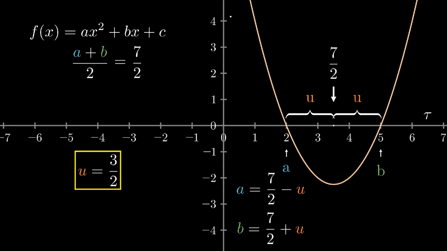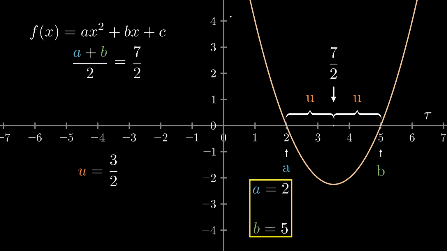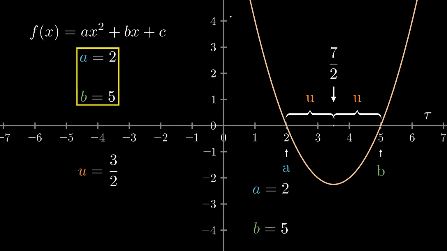Now, substituting the value of u into the equations of a and b, we will find our roots, which is a equals 2 and b equals 5.